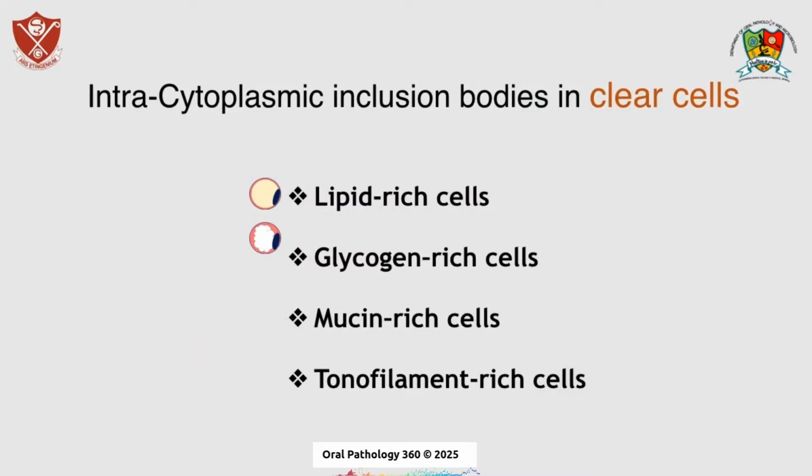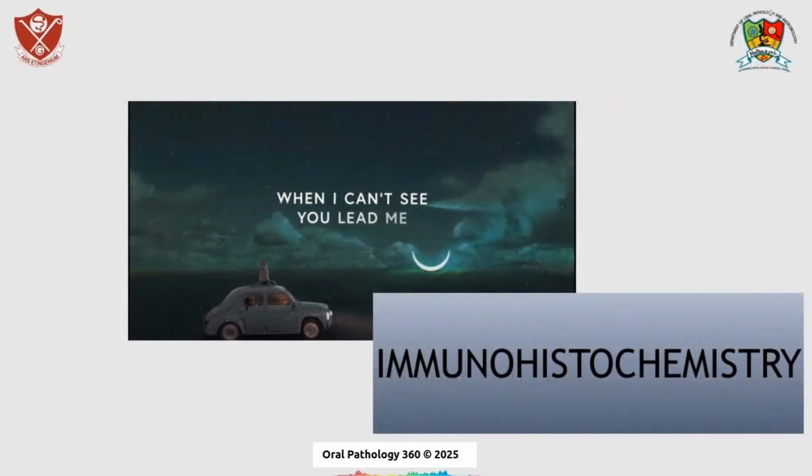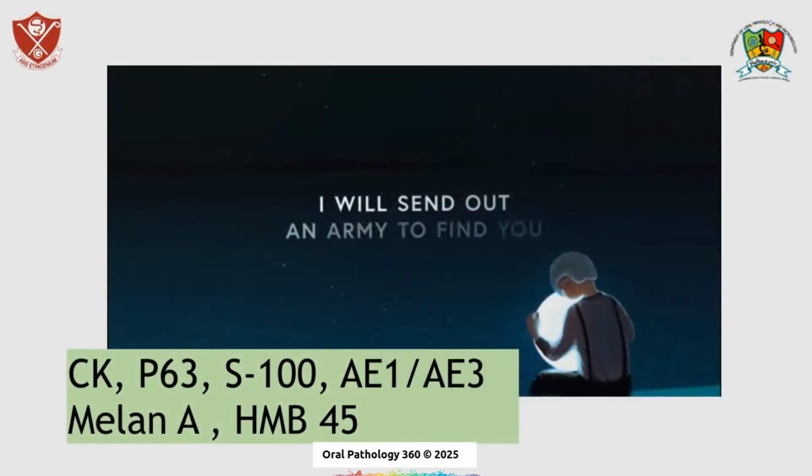Now, why these intracytoplasmic inclusion bodies appeared clear is because they could be lipid-rich cells, glycogen-rich cells, mucin-rich cells, or tonofilament-rich cells. So we couldn't find anything on the H&E stained slide. When we can't find anything, we look at immunohistochemistry to lead us. So a panel of markers, like an army to find out at the border what is happening, was done, where cytokeratin, pancytokeratin, P63, S100, AE1, AE3, Melan A and HMB45 were advised for the patient.